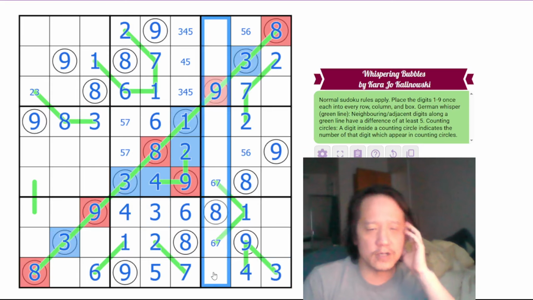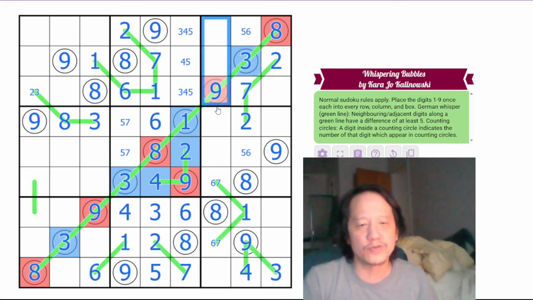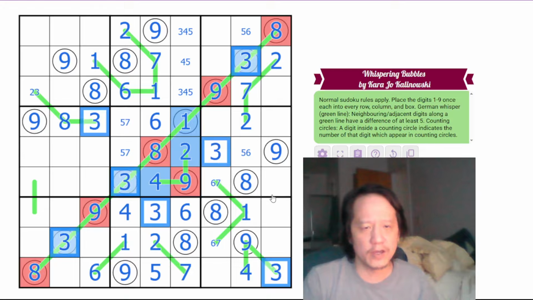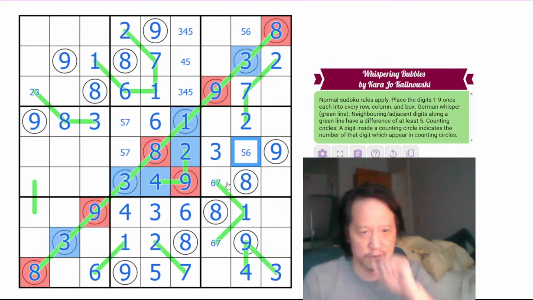Where's the 3 in column 7? Cannot be here because of the 3 in the box. Can't be here because of the 3 in the box. Can't be either of these because 3 is in the row, so this must be a 3 there. And we have a lot of 3s possible still.